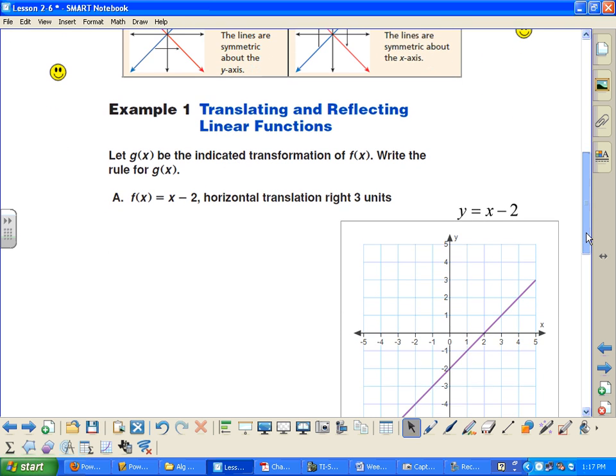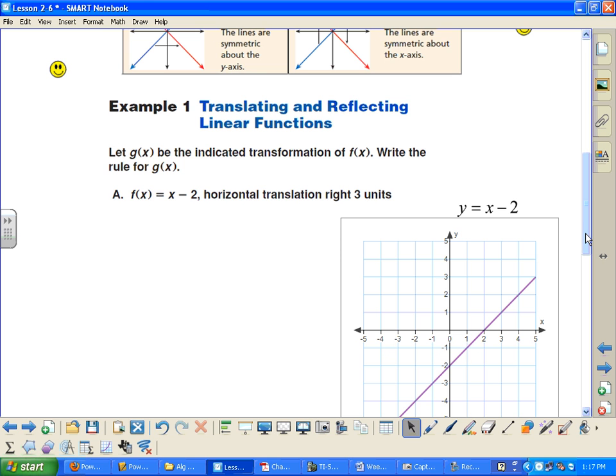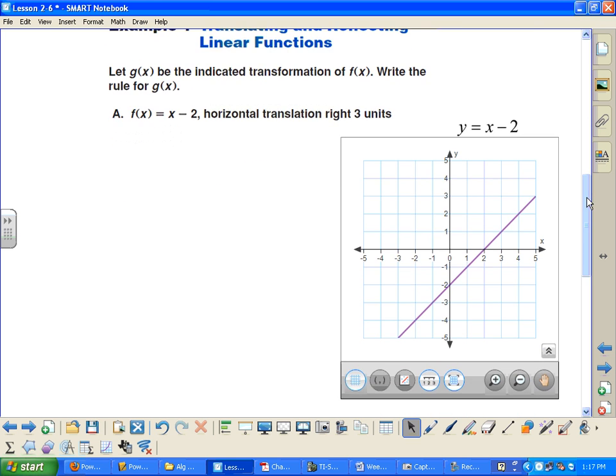So here we have example 1. Let g of x be the indicated transformation of f of x, and write the rule for g of x. We're going to take the function f of x equals x minus 2, which I have graphed here, and we want to do a horizontal translation to the right 3 units. That's a change in x, because we're going to the right.